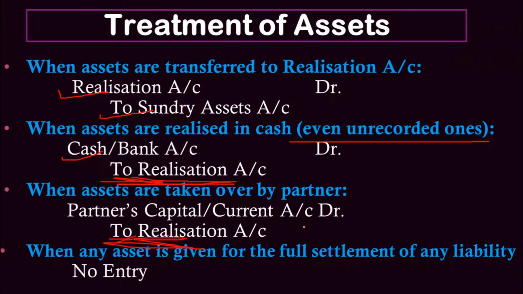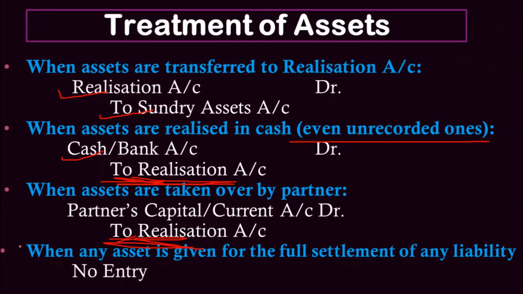So with the same amount, the firm will reduce the liability of the partner on the firm by debiting his capital or current account. That is why the entry is done: partner's capital or current account debit to realization. In the narration, we will mention whatever asset he took.